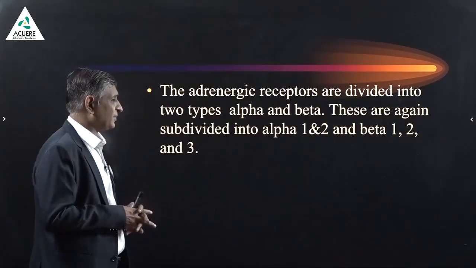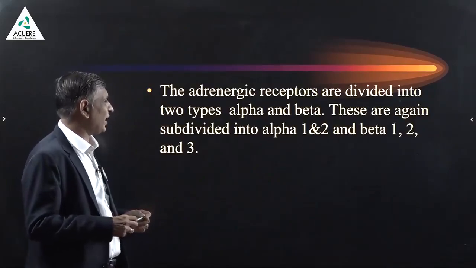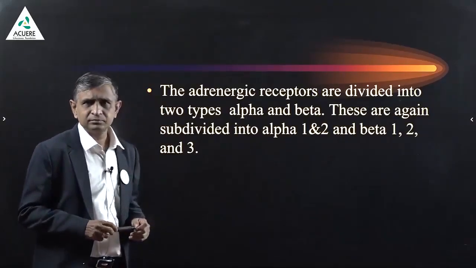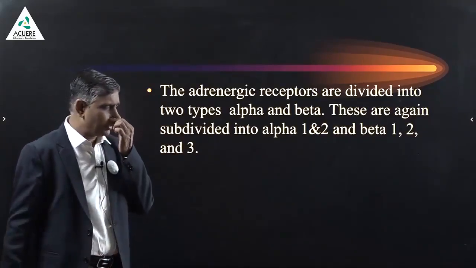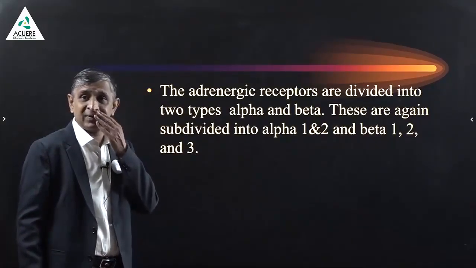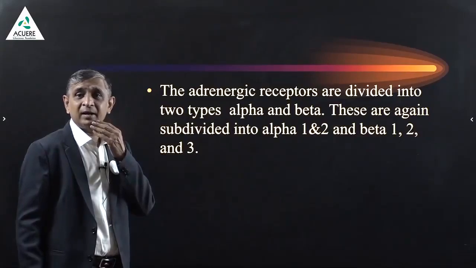The adrenergic receptors are divided into two types, alpha and beta. The adrenergic stimulants are divided into alpha and beta.